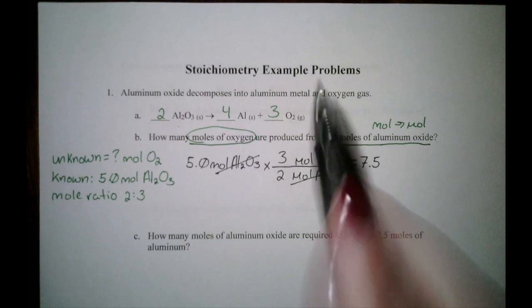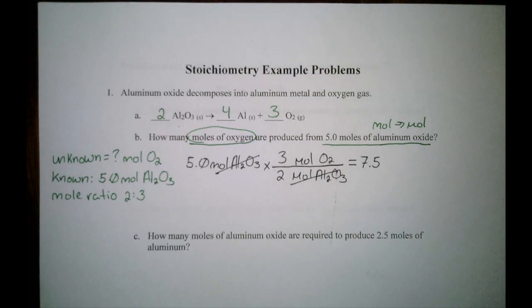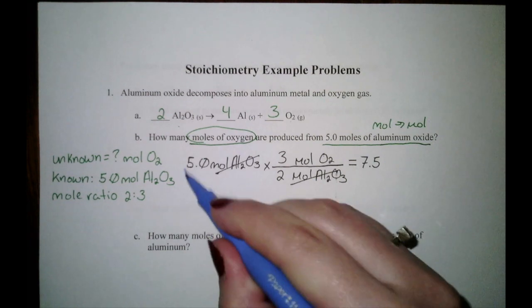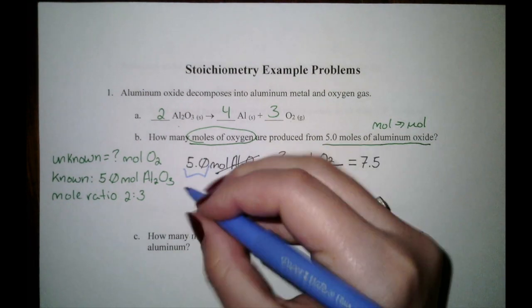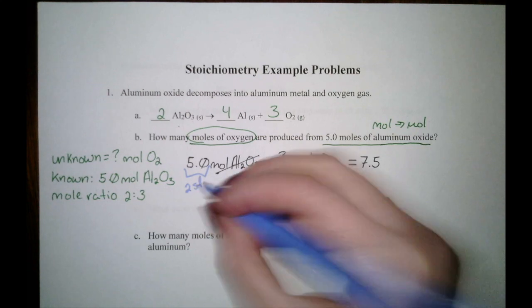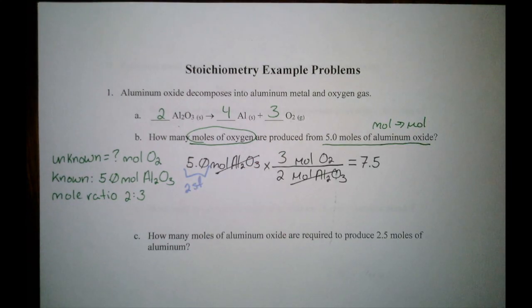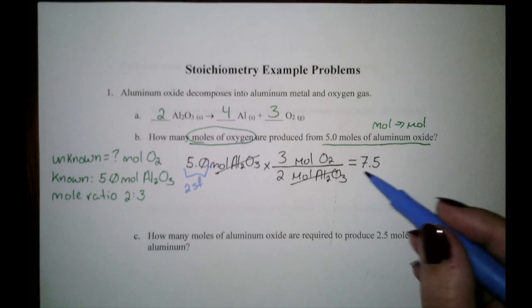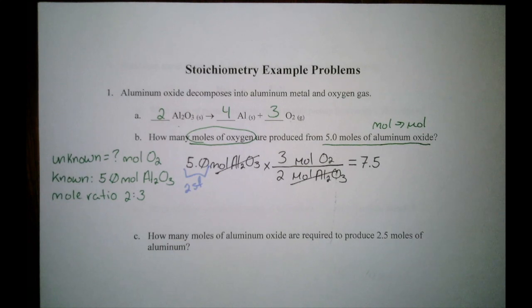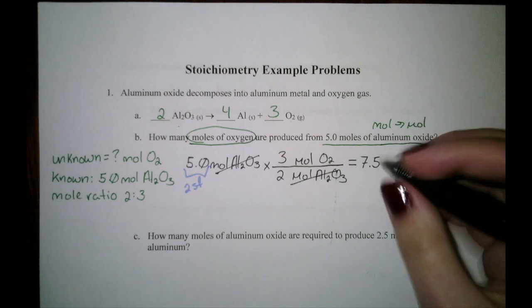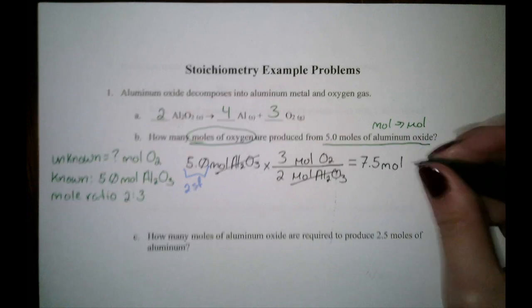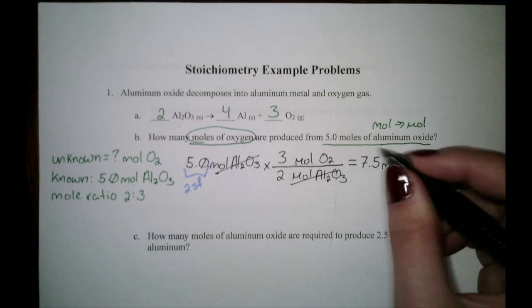Now, next thing we have to do is look at sig figs. If we go back to our original amount, our original starting amount has 2 sig figs, which means that's how many our final answer should have, which indeed in this case it does. So no rounding is required. I can just write my units and my substance, oxygen gas.